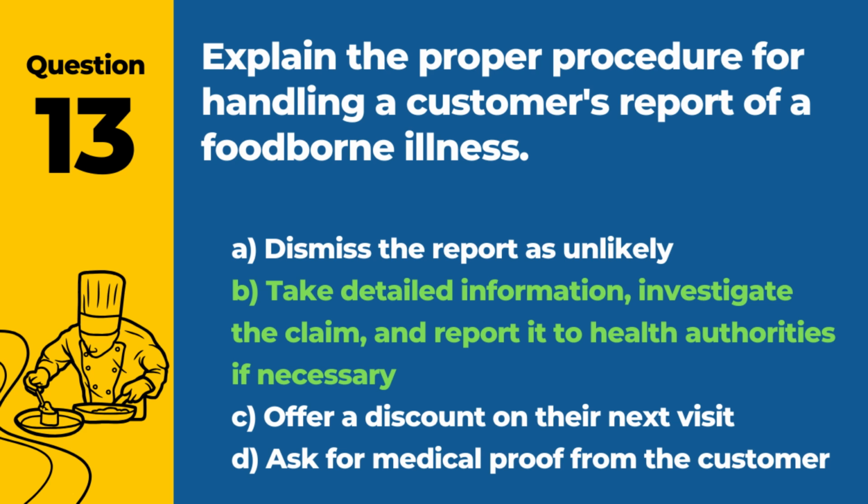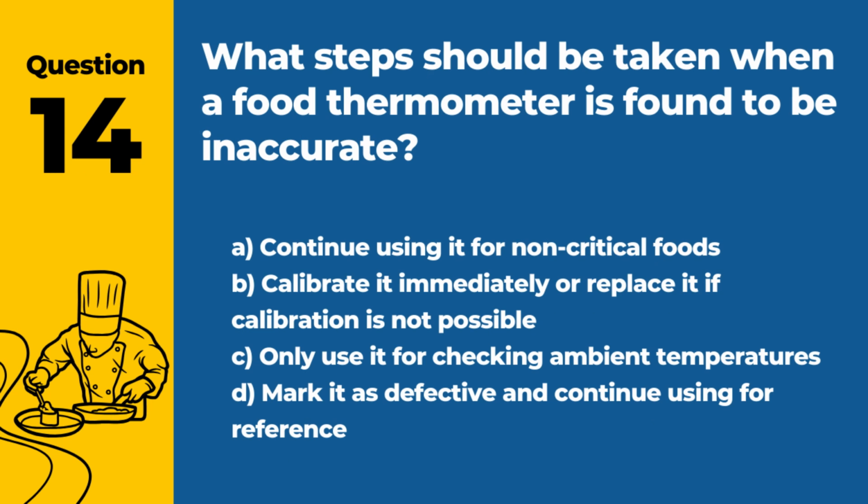Answer B. Take detailed information, investigate the claim, and report it to health authorities if necessary. When a customer reports a foodborne illness, it's important to take detailed information about what and when they ate, investigate the claim to identify any potential food safety breaches, and report the incident to health authorities for further investigation if necessary.